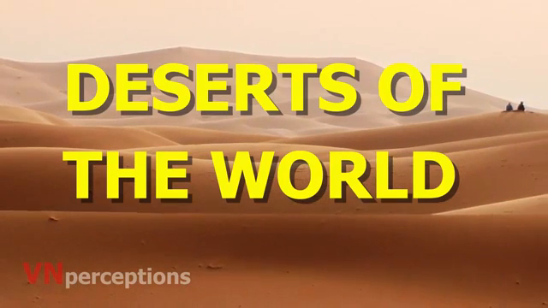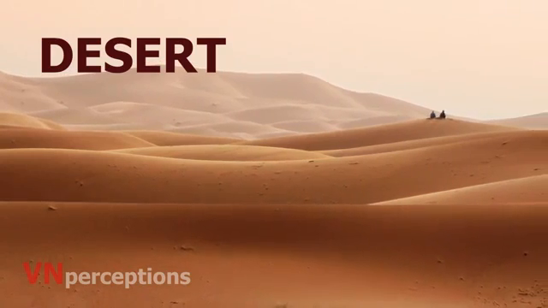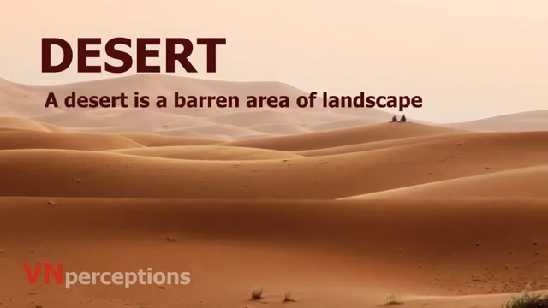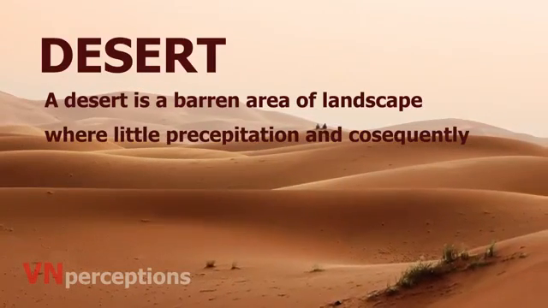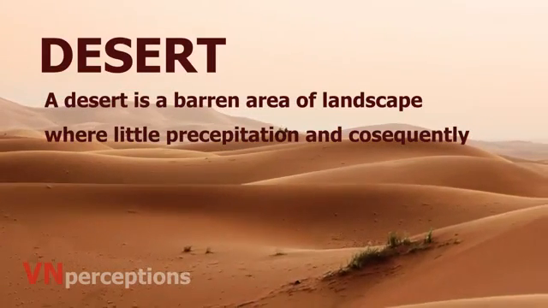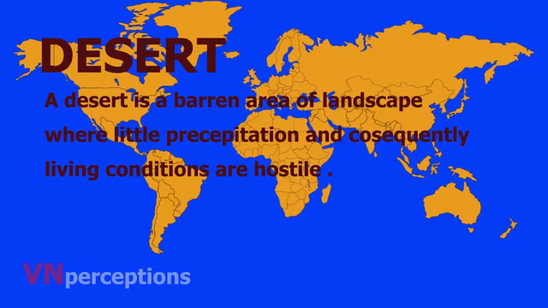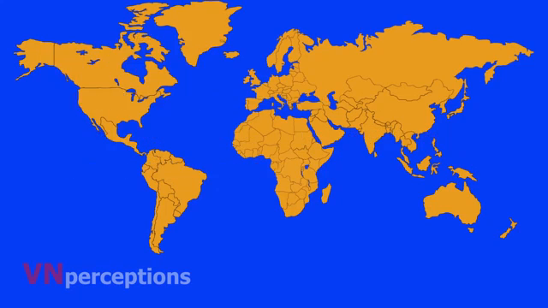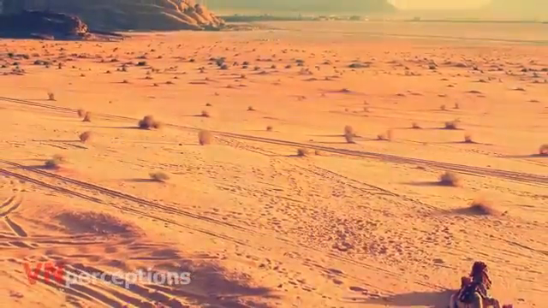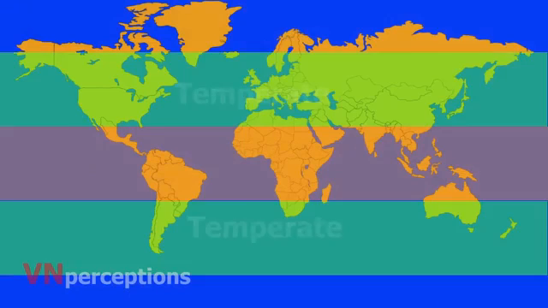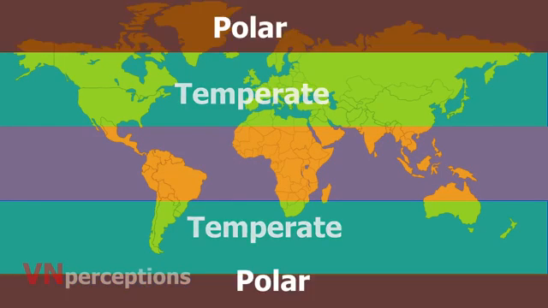In this video, we shall learn all about the deserts. Well, what is a desert? A desert is a barren area of landscape where little precipitation occurs and consequently living conditions are hostile for plant and animal life. If we see a broad classification of deserts, we can classify them as tropical deserts, temperate deserts, coastal deserts, and polar deserts.